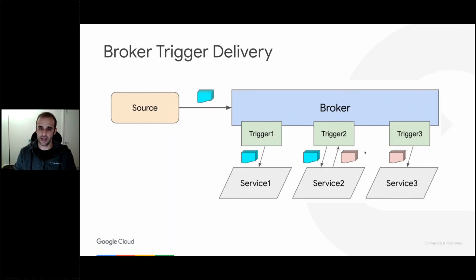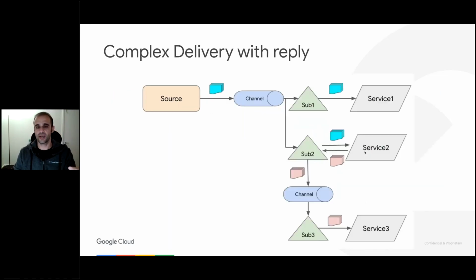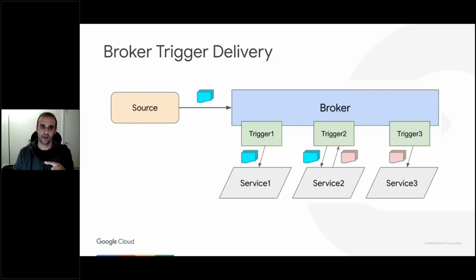So as you can see, this use case and this use case are exactly the same. It's doing exactly the same thing, but broker and trigger delivery is much easier because you basically have the broker injected into your namespace, so you don't have to worry about it, and then you just need to create the triggers and set it up that way. So that's why I think it's the easier way to deal with Knative Eventing.